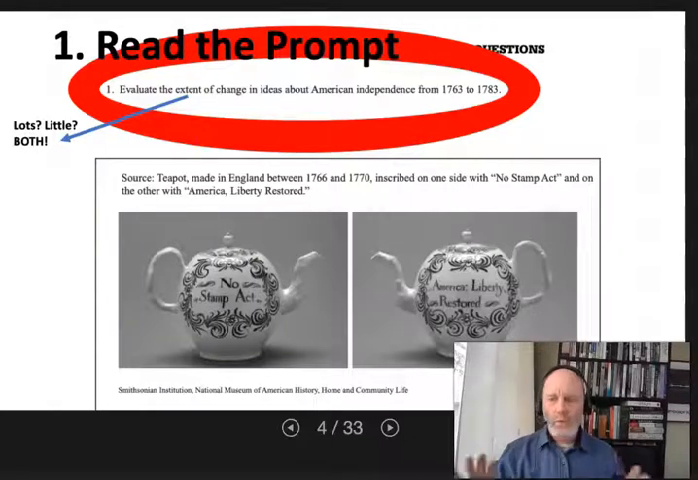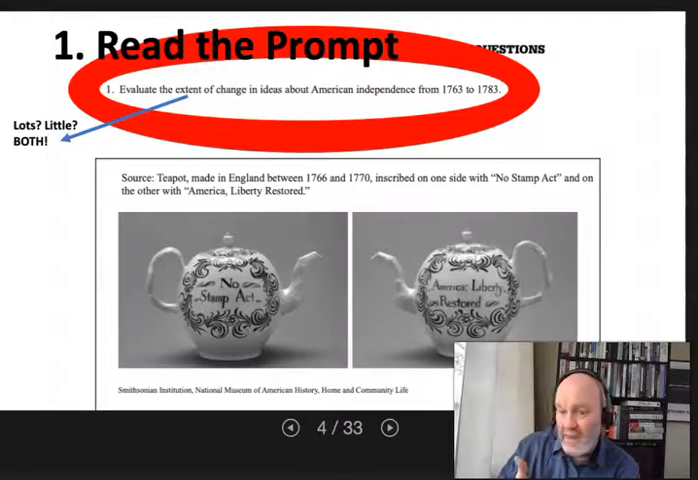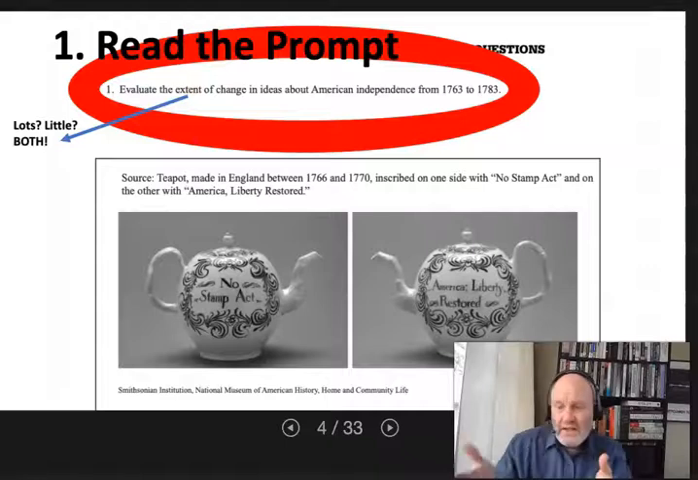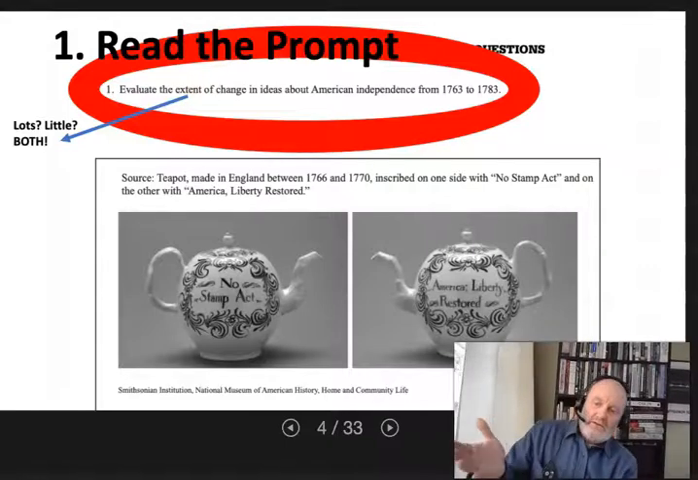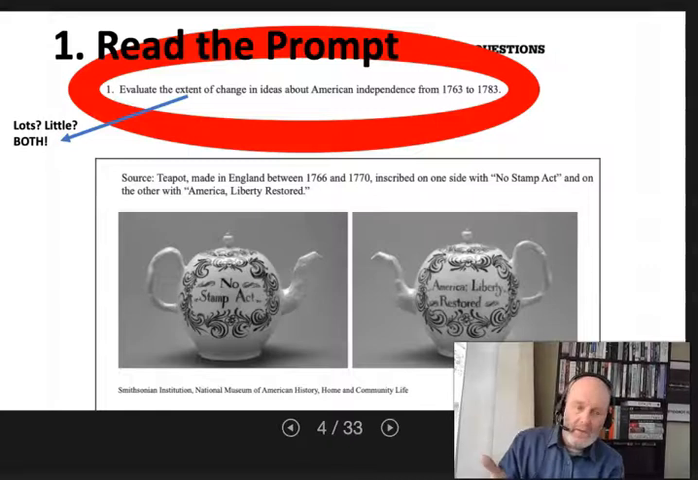We want to have subtlety. Maybe it did in some regards, maybe it didn't in other regards. Maybe in certain regions it changed a lot, other regions it changed a little. Remember the dance. Do your dance, right? Subtlety: on the one hand, on the other hand, on the one hand, on the other hand.